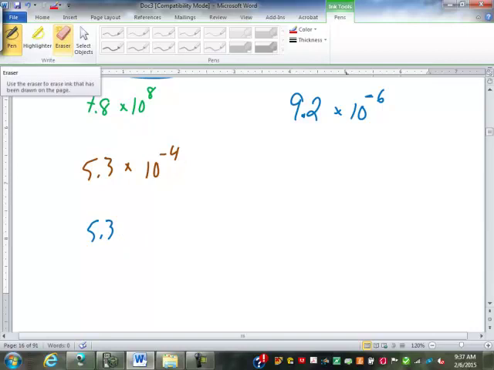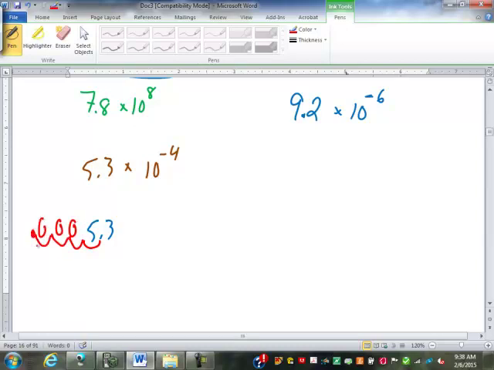So I have to move the decimal point to make this smaller. So 1. What do I have to do if there's nothing else to move? Put in zeros. So 2, 3, 4. So that is now 0.00053 in standard notation.